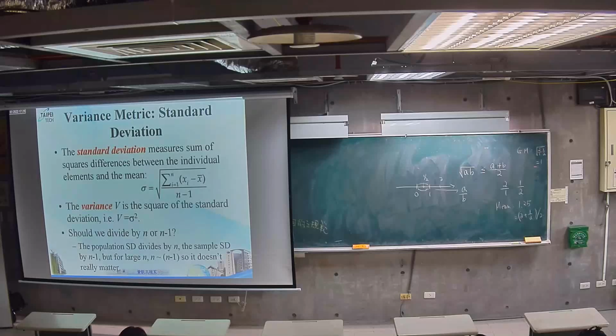Okay, so you might see these two terms. They just take the square root or not. If we measure the sum of the squares of the differences between the individual elements and the mean, and divide it by n minus 1 or n, whatever, and then take the square root of this amount, we derive the standard deviation. It just measures how far each element is from the center.